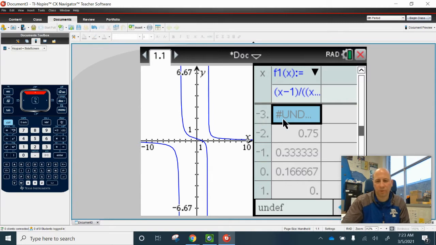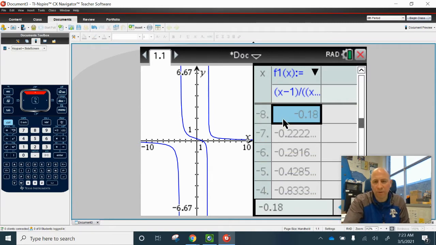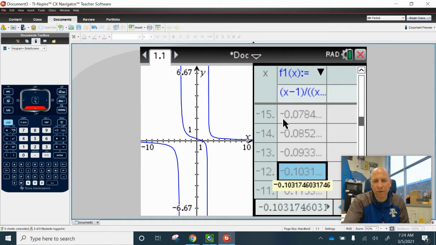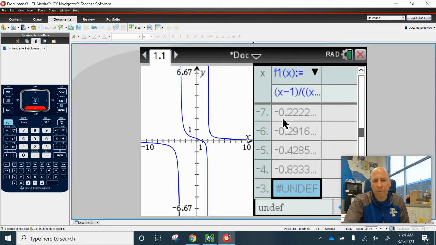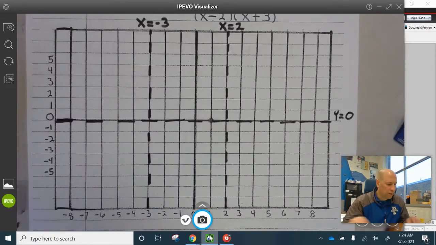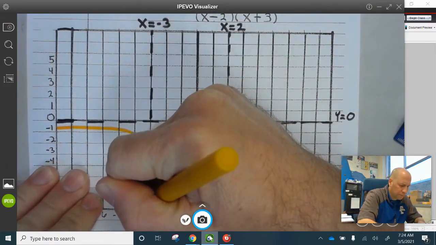at negative 3. Okay, so I'm going to pick a point, and I'm going to see if I can find a good point to the left of negative 3. I can't find one. Okay, so the best thing to do is when you can't find a point, you see the curve is right here. So then we know that the curve is going to be right here.